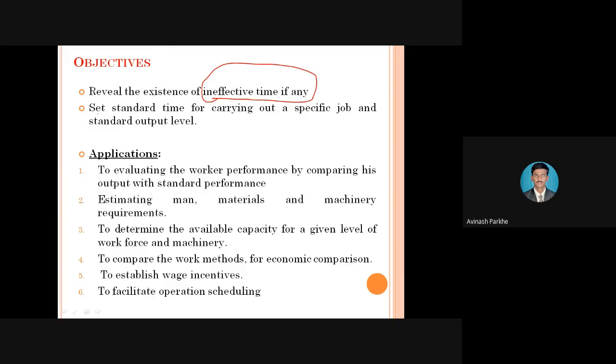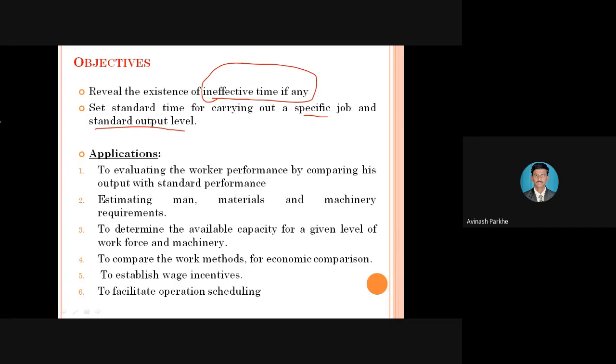Then what is the second objective? Set the standard time for carrying out the specified job and the standard output level. There are two major objectives. First objective is to eliminate the unnecessary time or eliminate the ineffective time. And second objective is to calculate the standard time for the specified job.